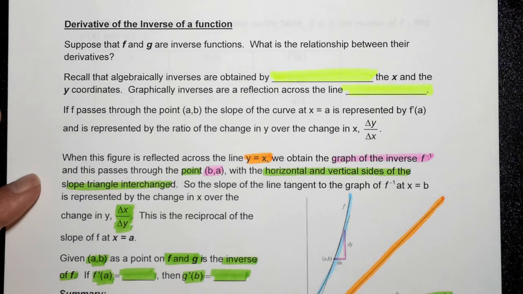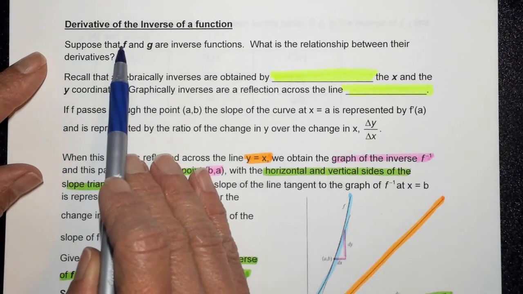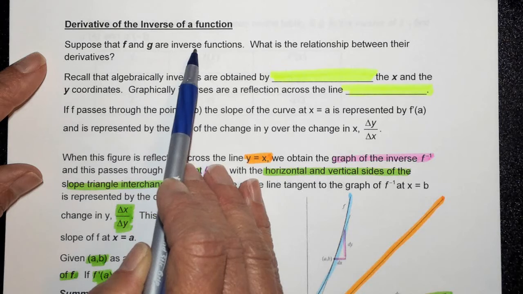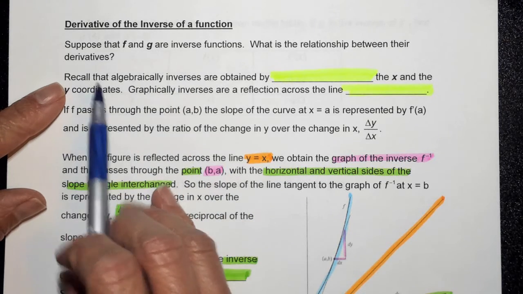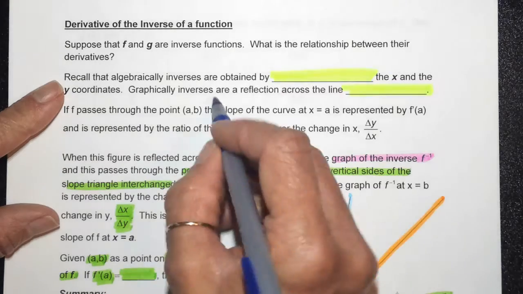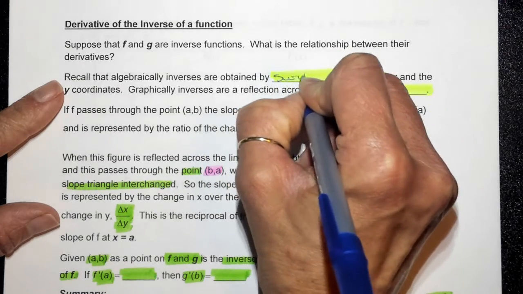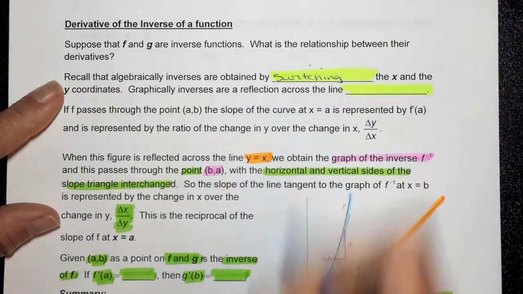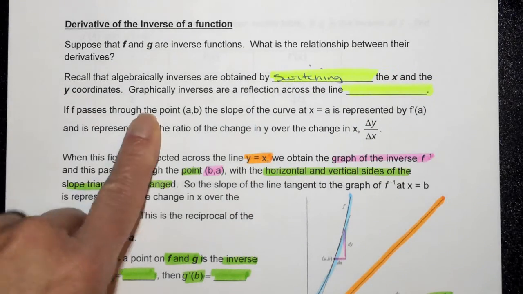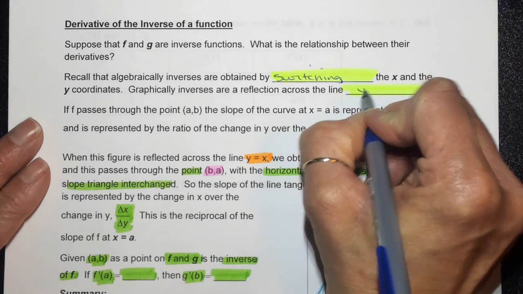So, finding the derivative of an inverse function, you need to understand the relationship between the two functions, and obviously it needs to be stated here that f and g are inverses of each other. So what you need to remember is that algebraically, inverses are obtained by switching the x and the y coordinates, and graphically the inverses are a reflection across the line y equals x.